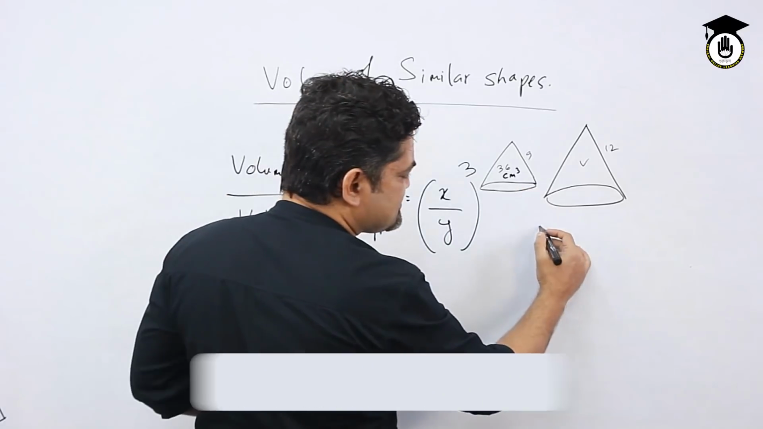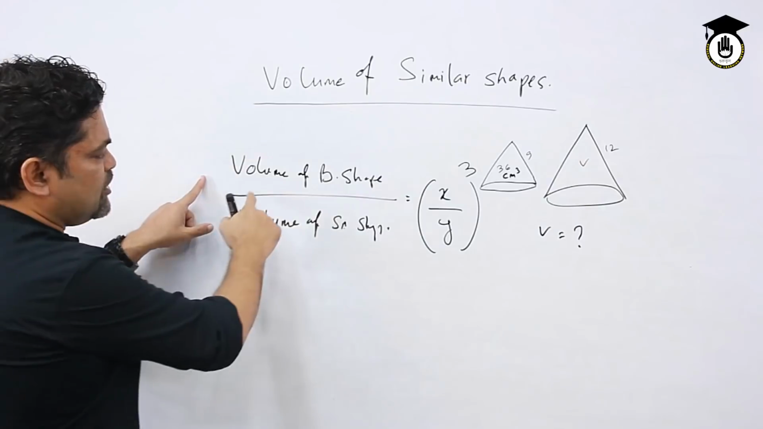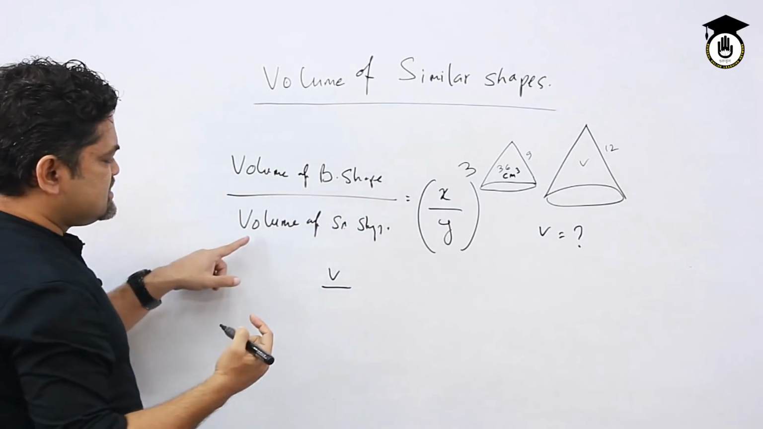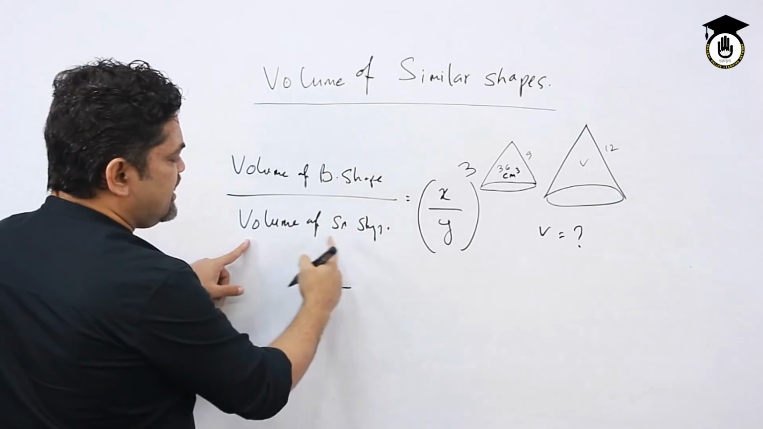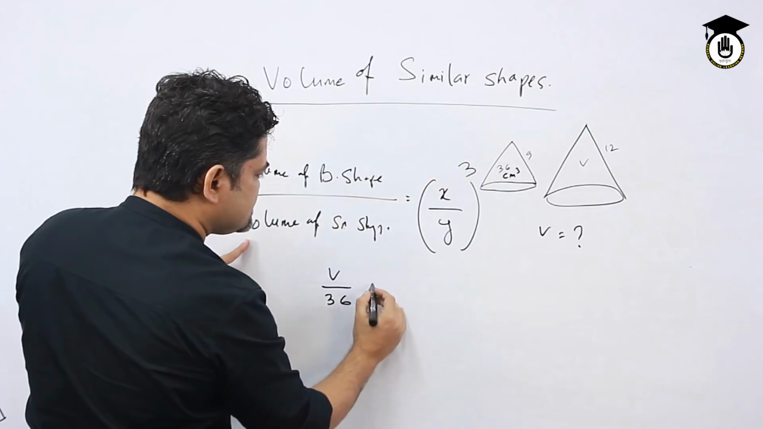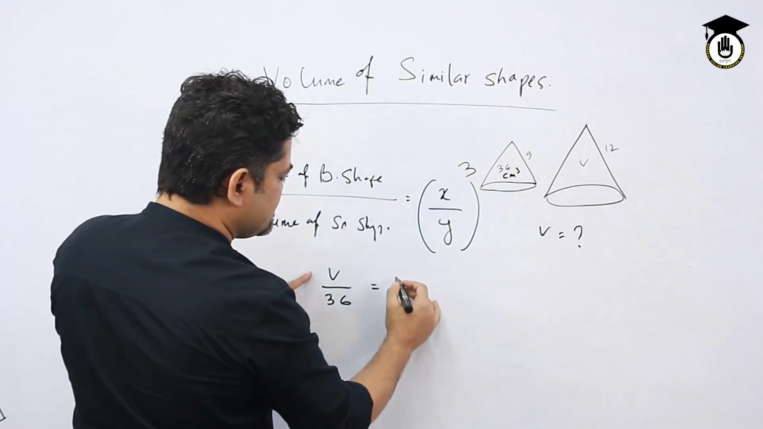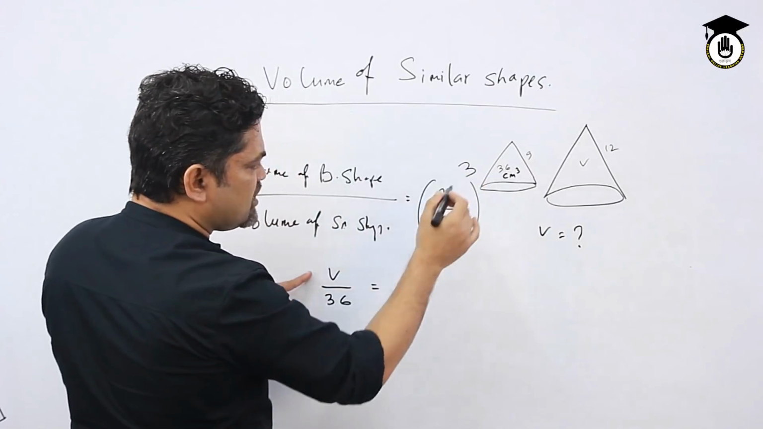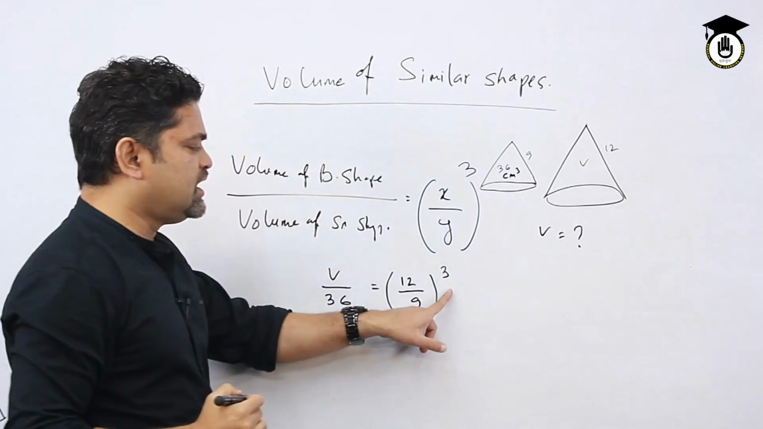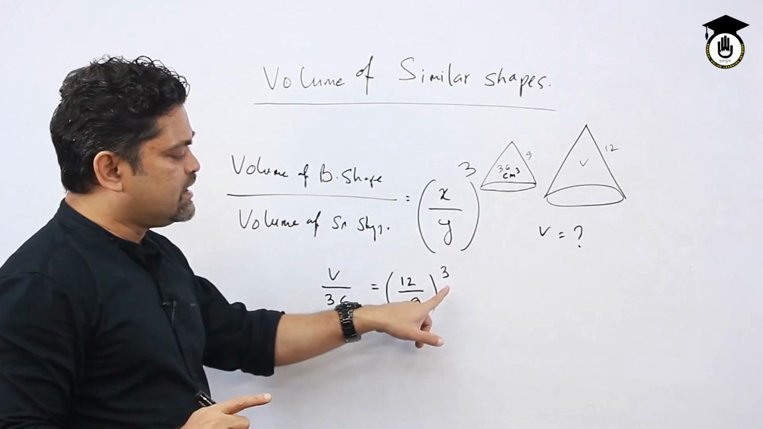Here they ask me to find the volume of the bigger shape. As you know the formula, I write V for the volume of the bigger shape, which I don't know; that is what I want to find. The volume of the smaller shape is given as 36. The corresponding sides are 12 for the bigger shape and 9 for the smaller shape. So I write them here, and from the formula it comes in cube.